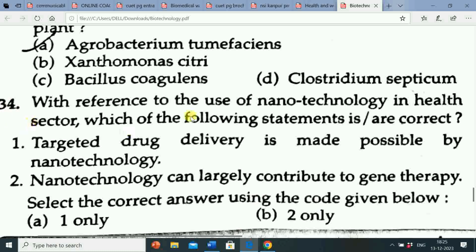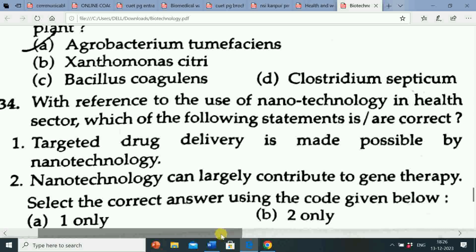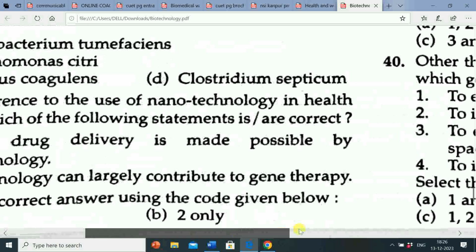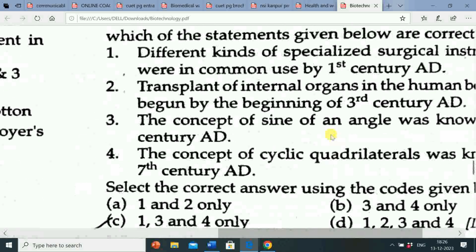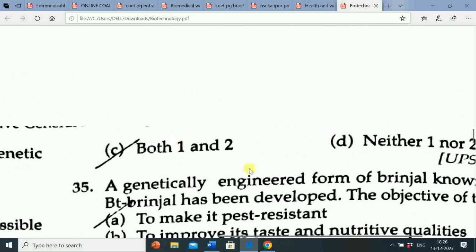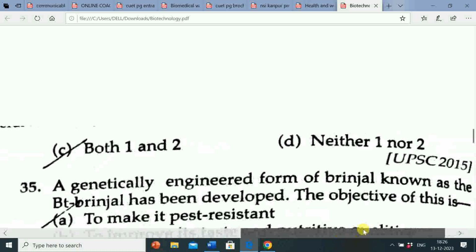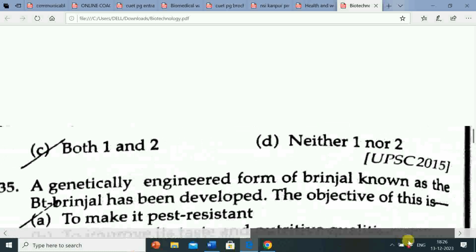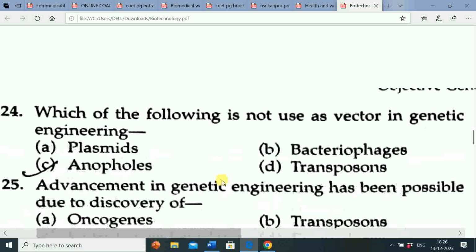With reference to the use of nanotechnology in health sector, which of the following statements is or are correct? The first statement, targeted drug delivery is made possible by nanotechnology. The second statement, nanotechnology can largely contribute to gene therapy. Option A, one only; option B, second only; option C, both one and second; option D, neither first nor second. So the correct answer is option C, that is both first and second.